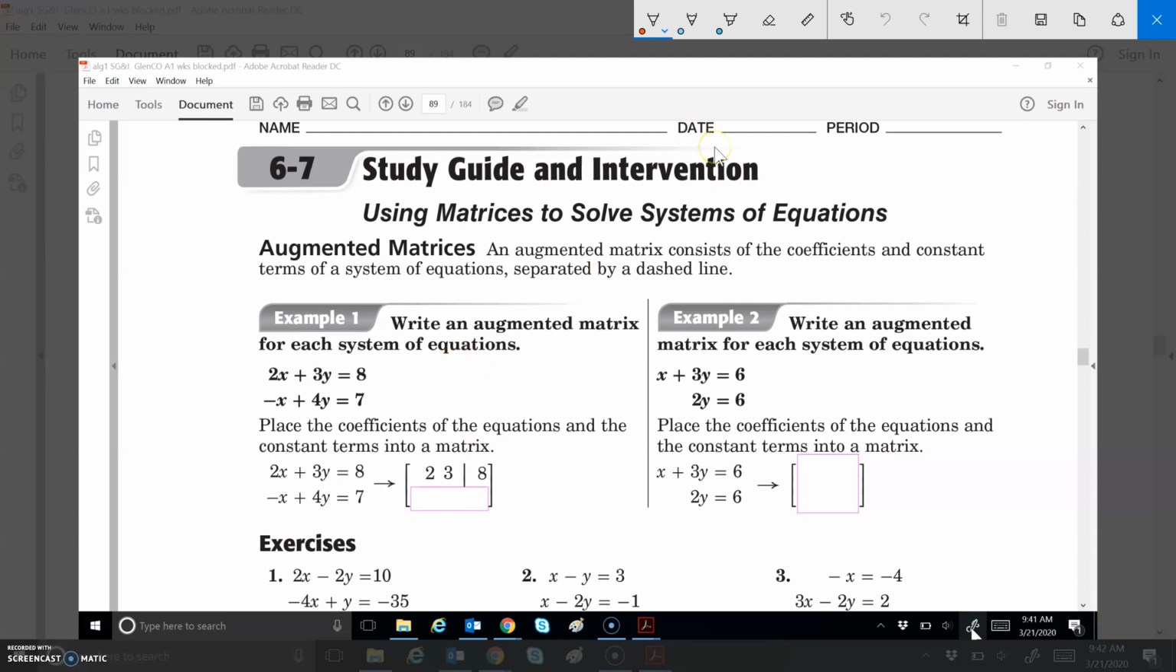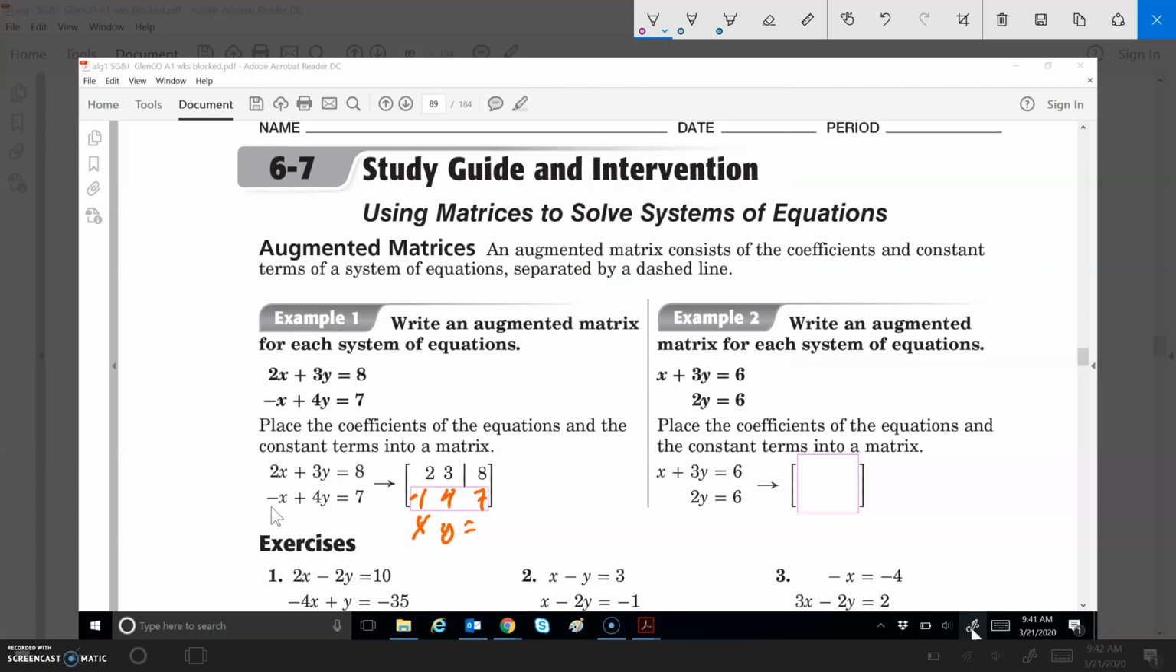Alright, so what they did, our x is usually first. So we've got an x column, a y column, and then the equals. Our x coefficient is 2, our y coefficient is positive 3, and the 2 is also positive, 8 is positive. So what I put in the second one is, I need to make sure x is first, then y. So the x is -1, and the y is 4, and the equals is 7. Okay?